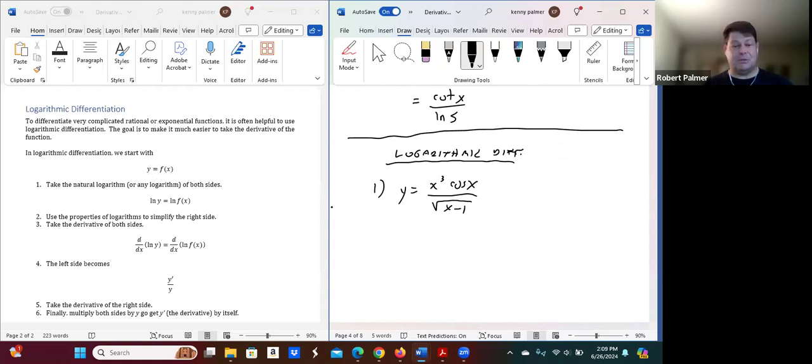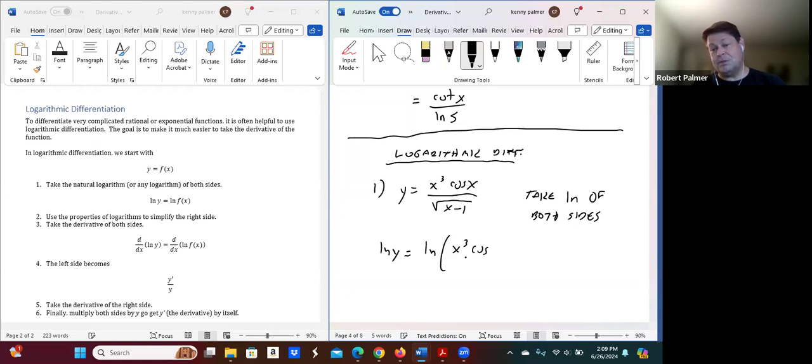Here's how we're going to do this. First, we start with our function. We take the natural log, or actually any log you want, but the natural log is easiest. Take the natural log of both sides. So the natural log of y is equal to the natural log of x cubed times the cosine of x over, and I'm also going to write the square root as x minus 1 to the 1/2. Remember, square root is the same as the 1/2 power.